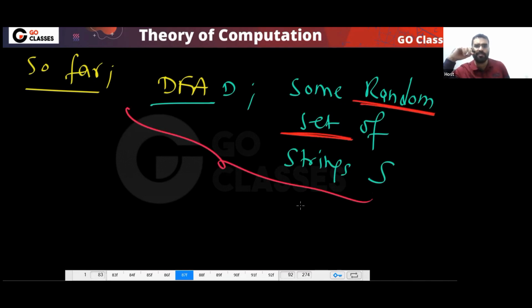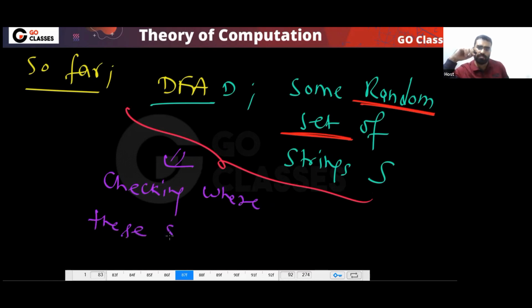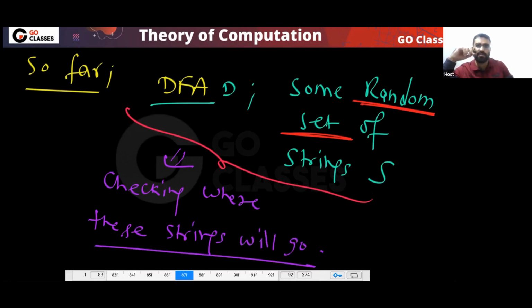So remember, we are not taking the language of the DFA. We are taking some random set of strings and we are checking where these strings will go. This is what we have done so far. Yes or no? Okay. So this is what we are checking, where these strings will go. So very simple.